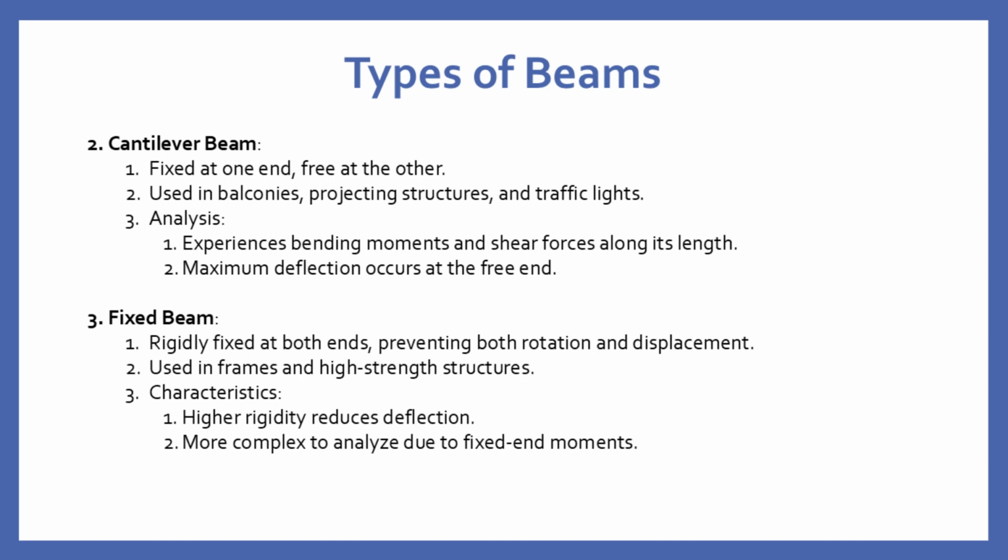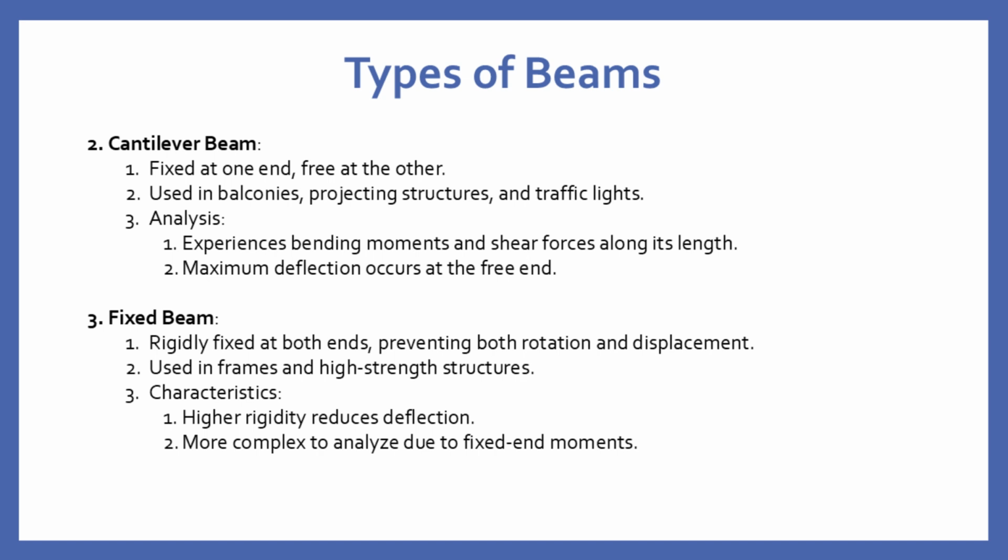Picture a gymnast's horizontal bar, but firmly welded at both ends. That's similar to a fixed beam. These beams are special because they're rigidly fixed at both ends, preventing any rotation or movement at the supports. This makes them incredibly strong and stable, perfect for high-strength structures and frames.